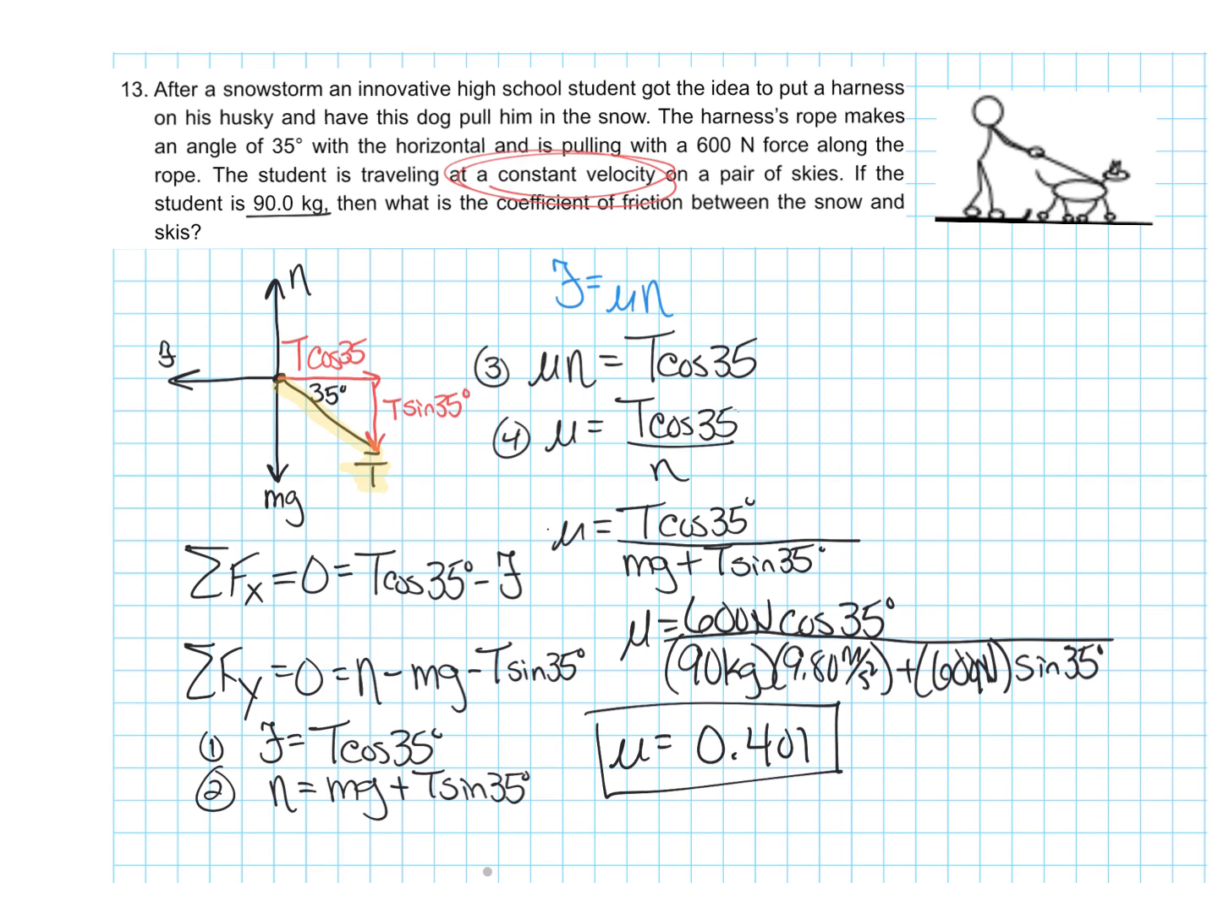If you didn't get 0.401, check on a couple things. Make sure your calculator is in degree mode when you're doing all the calculations and not radian mode. The other thing to look at is the bottom: sometimes people forget to put the whole denominator in parentheses when they're dividing it. They might say 600 cosine 35 divided by, and then they don't put parentheses around the whole denominator, so it doesn't do the right order of operations. So pay attention to that.